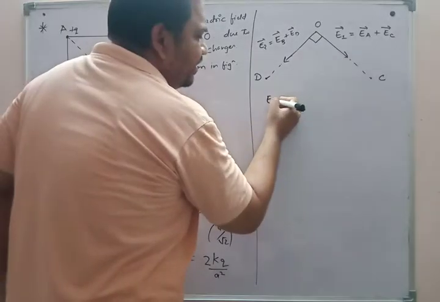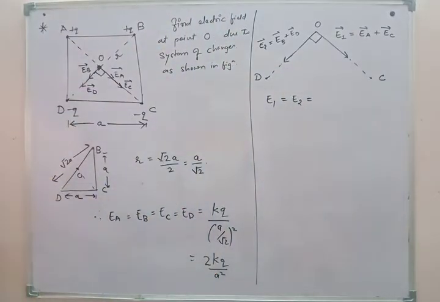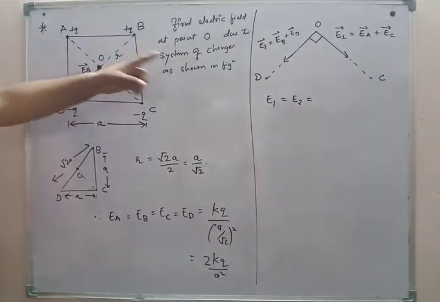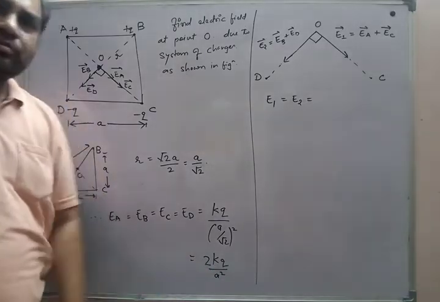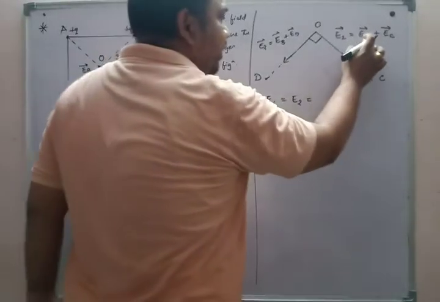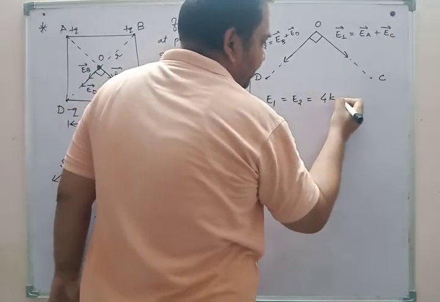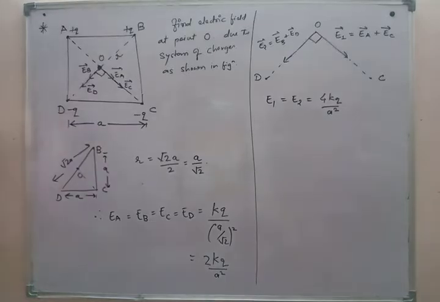Now for E1 and E2, the magnitudes of both EA and EC are equal to 2kq by a square. Similarly, both EB and ED are equal to 2kq by a square. So E1 will be 2kq by a square plus 2kq by a square along the same direction, so that will be 4kq by a square.